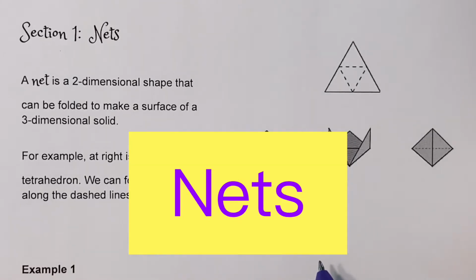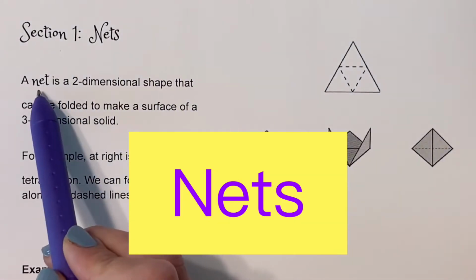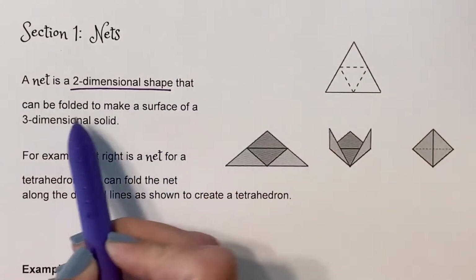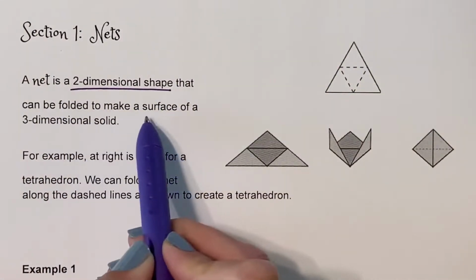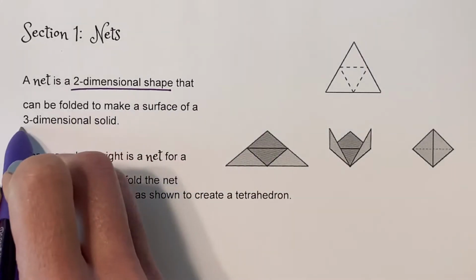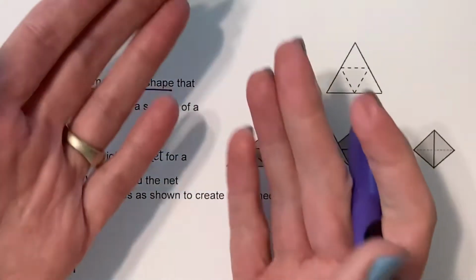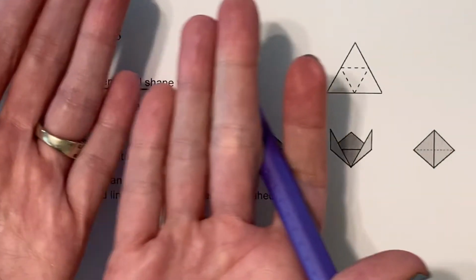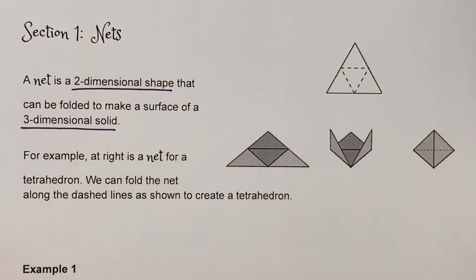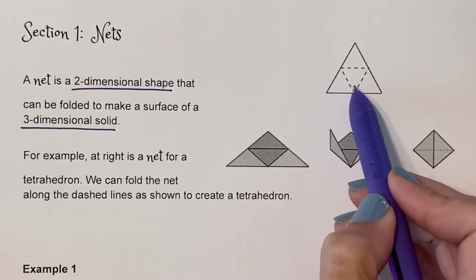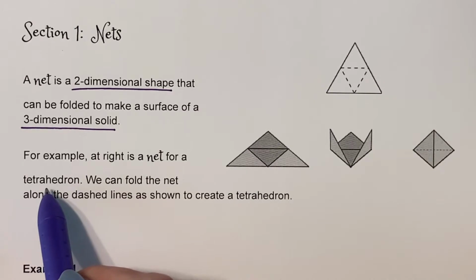Let's talk a little bit about a net. Nets are a two-dimensional shape that can be folded or created to make the surface or the outside of a three-dimensional solid. So if I have a cube, I can unfold it, and what I come up with, the unfoldedness, is my net. For example, here we go, is a net for a tetrahedron.